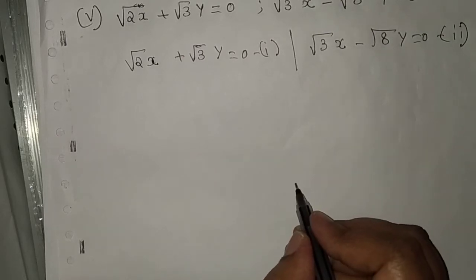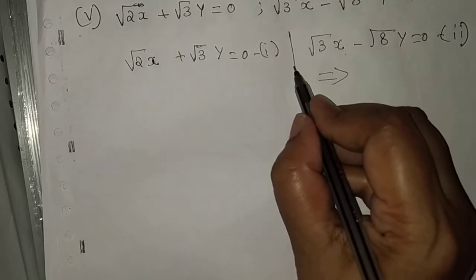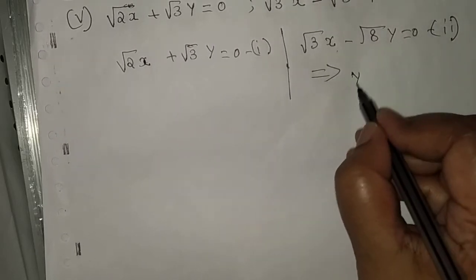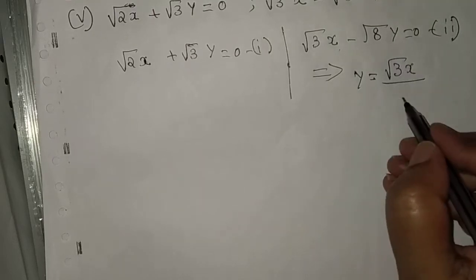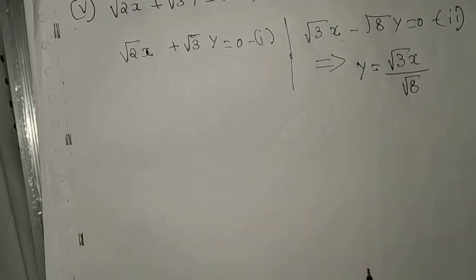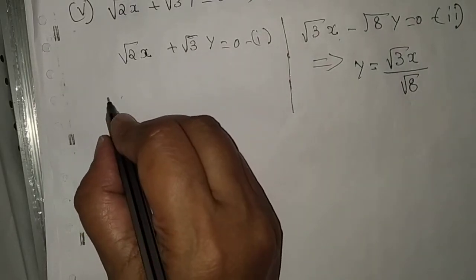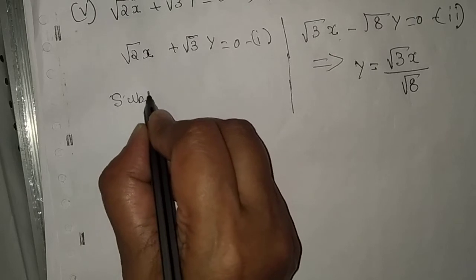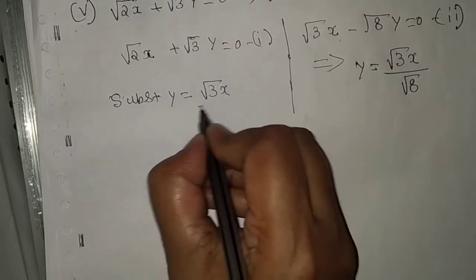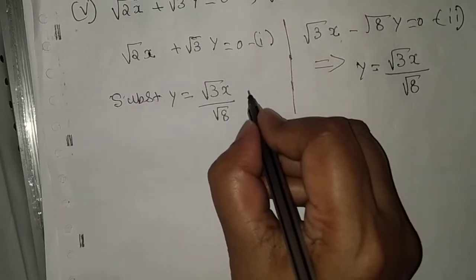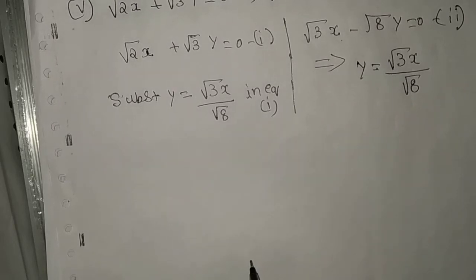Now from this we'll find out the y value. We can write y is equal to root 3 by x by root 8. So y becomes like this using expression 2. Now what happens? Substitute y is equal to root 3 by x in equation 1.